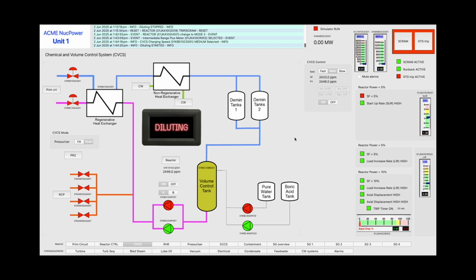Remember to only dose boron or dilute at a safe rate. If the rate is exceeded, then stop diluting.